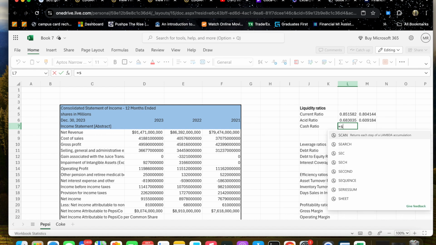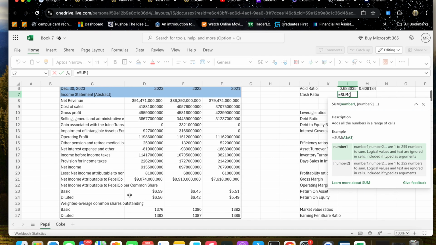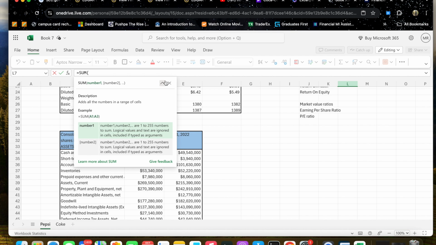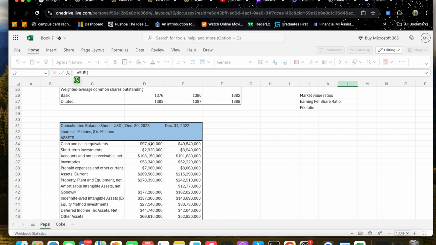Now jump onto the cash ratio. The cash ratio is the cash and cash equivalents divided by the current liabilities. So I need to sum up the cash and cash equivalents and the short-term investments from the balance sheet. So let's put in the sum formula and just sum up. So what does the cash ratio define? This cash ratio measures a company's ability to pay off its short-term liabilities with cash and cash equivalents.